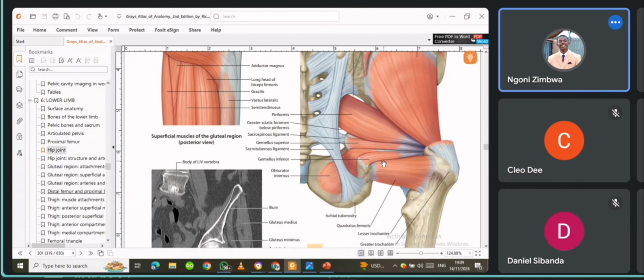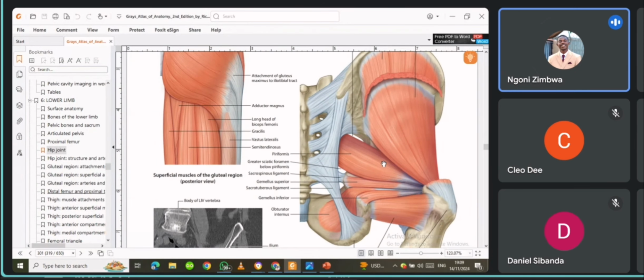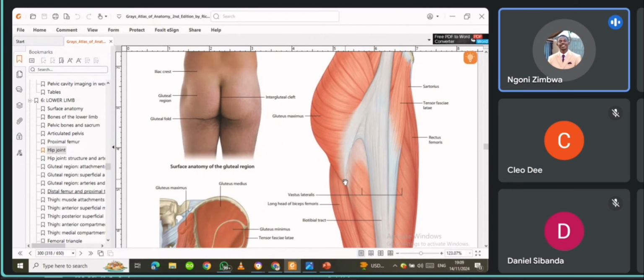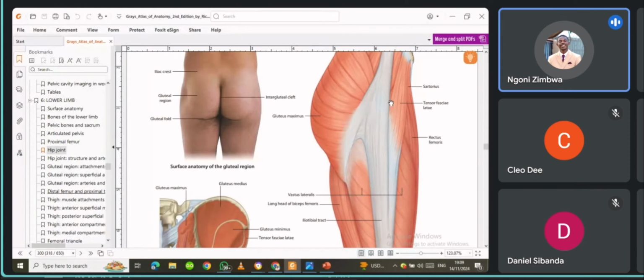Let me start with the referred pain of the hip, referred hip joint pain. If you remember well, what did I say? Hilton's law says that the nerves that supply the muscle also supply the joint. We spoke of the femoral nerve, which is the main nerve that supplies the hip joint. Remember, in the anterior compartment, it is going to send cutaneous branches, the intermediate.